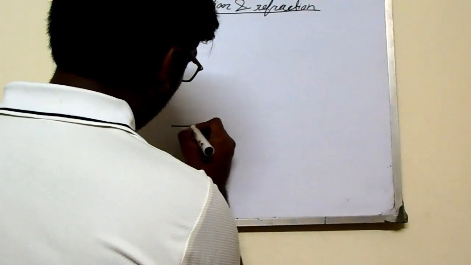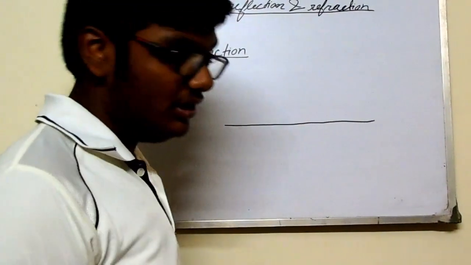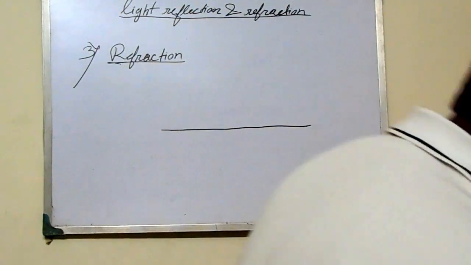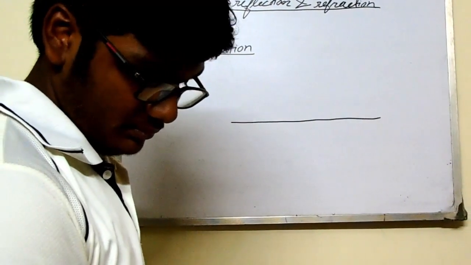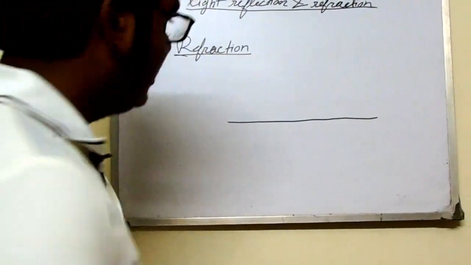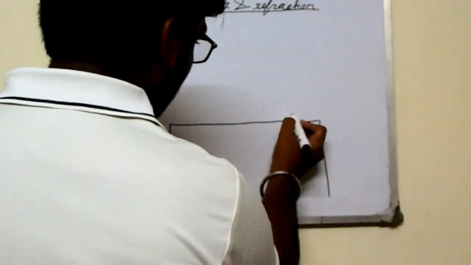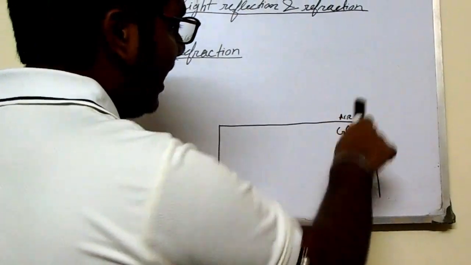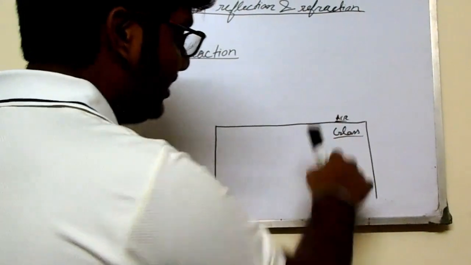Suppose, the diagram which is given in the NCERT book, I am showing that only. Okay. The refraction diagram given in your book is of air and glass. Air is the rarer medium compared to the glass medium. Okay. Air is rarer than the glass.